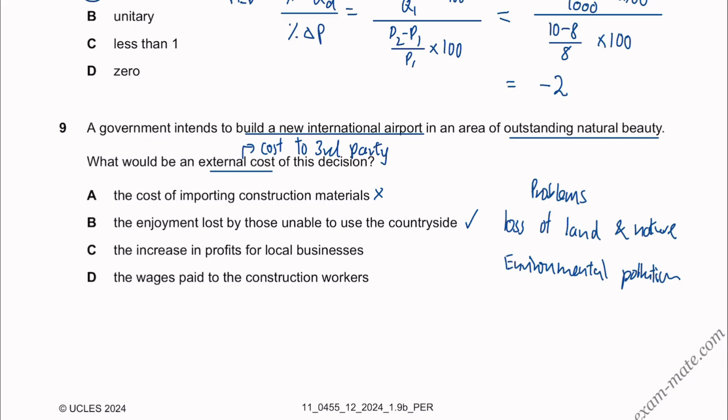And then again, some residents there may be forced to displace, so this means that they need to move somewhere else. So yeah, the enjoyment loss, this is correct. Okay, C, increase in profits, no. Wages paid to construction workers, these are not external costs.